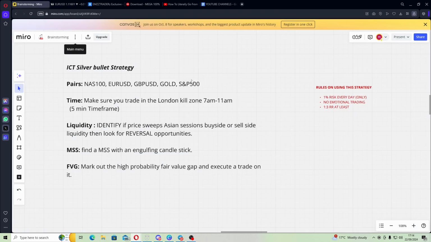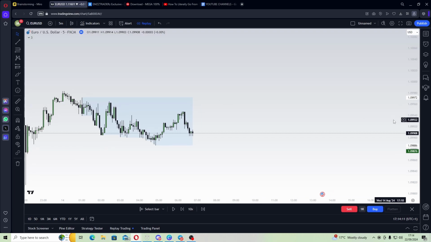So these are the pairs we're going to be using it on: NAS 100, EUR/USD, GBP/USD, Gold, and S&P 500. I'm going to be using it on EUR/USD today, but make sure you listen carefully.